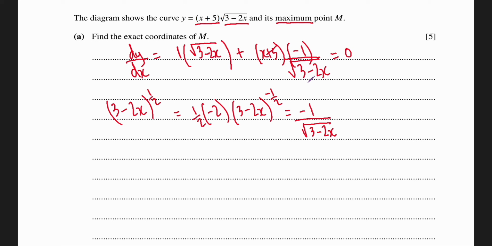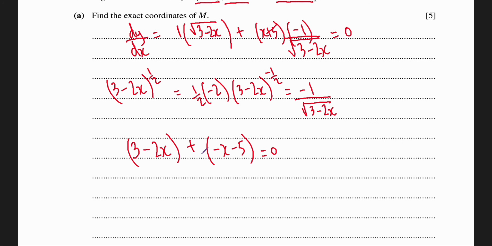We can just multiply everything by square root 3 minus 2x. So now, when you multiply everything by square root 3 minus 2x, you get rid of this right here, and then you multiply this by itself. So that becomes square root 3 minus 2x times square root 3 minus 2x, which is just 3 minus 2x to the power 1. You have that. And then you have plus, and then negative x minus 5. Because remember the negative 1 over there. And that is equal to 0.